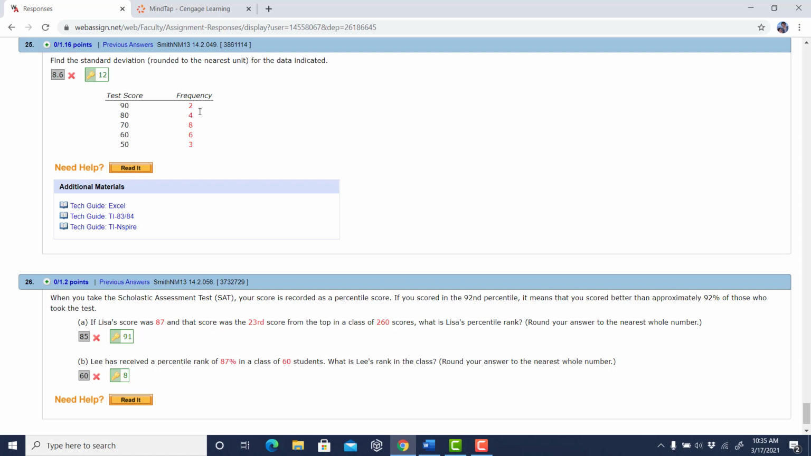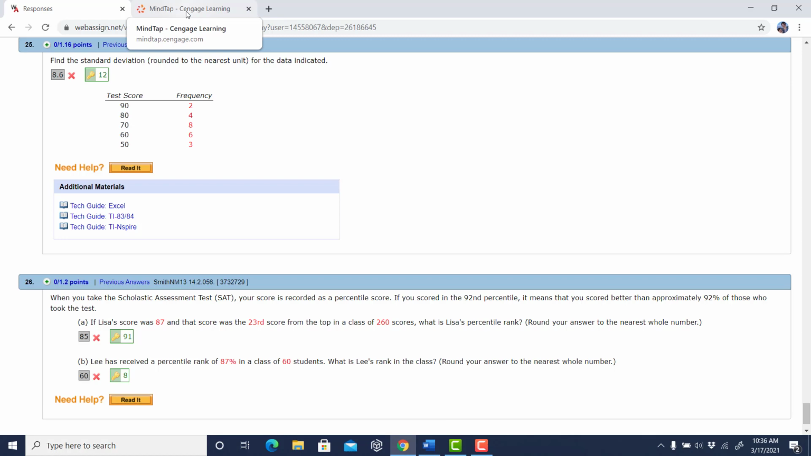The total number of numbers that we have is found by adding up these frequency values. 2 plus 4 plus 8 plus 6 plus 3. Those add up to 23. So we're really talking about 23 data values, right? But only 5 unique values, right? The number 90 repeats twice, the number 80 repeats 4 times, 70 repeats 8 times, and so on. And we are asked to find the standard deviation.